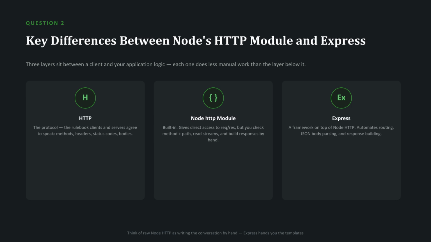So, key differences between the Node HTTP module and Express. HTTP is the protocol rulebook that client and server agree to speak: methods, headers, status codes. Node's HTTP module is built in. It gives direct access to request and response, but it requires manual work. And Express is a framework built on top of Node's HTTP tools that removes repetitive boilerplate. So it makes it faster, basically.